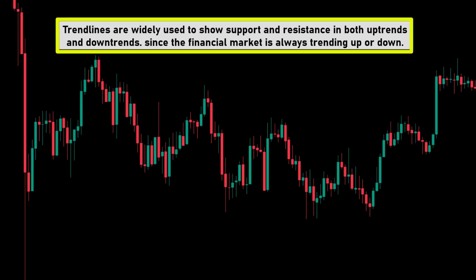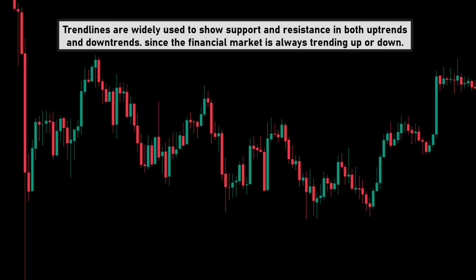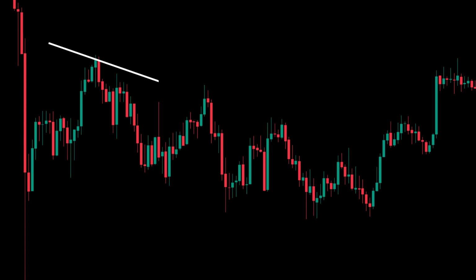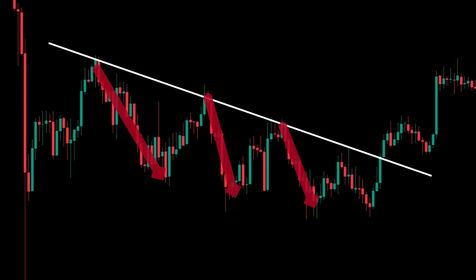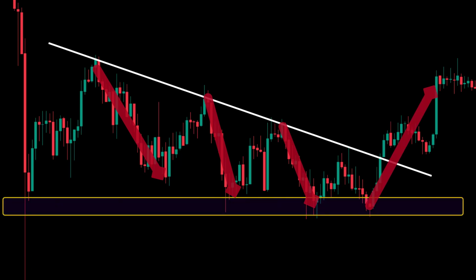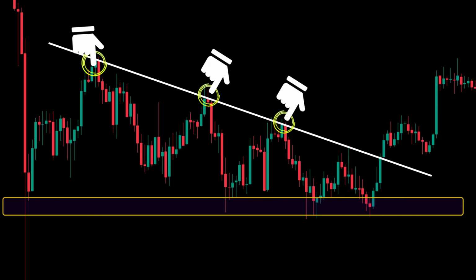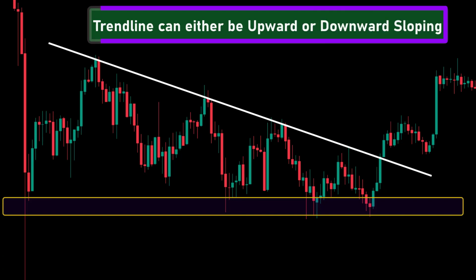Trend lines are often used to identify support and resistance in uptrends and downtrends, since the financial market likes to trend. Here on the chart, each time the price approaches the trend line, there is a high chance that the price will bounce off the trend line or break through it. Just like with horizontal support and resistance levels, the trend line should have at least 3 price touches before it is considered important. Trend lines can either be upward or downward sloping. Now moving on.